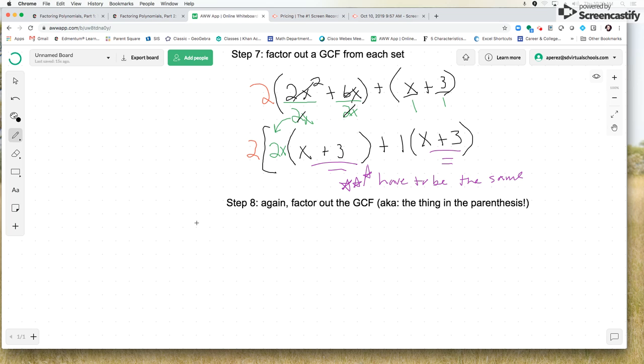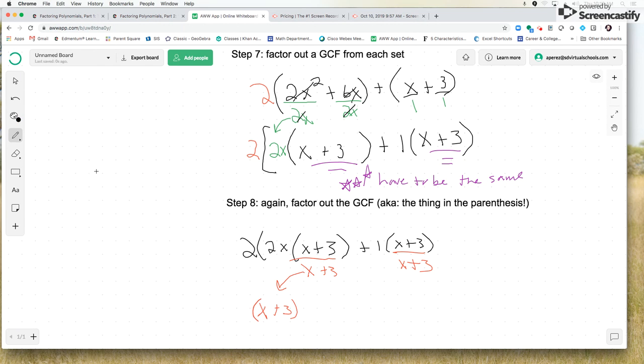So step 8, again, factor out the GCF, aka the thing in the parentheses. So if it's not the same, if we don't have the same thing, then we can't pull out the GCF. Okay. So when we do that, we're going to divide by our x plus 3. And it doesn't magically disappear, it just goes on the outside of the parenthesis, right? Same as any old GCF.